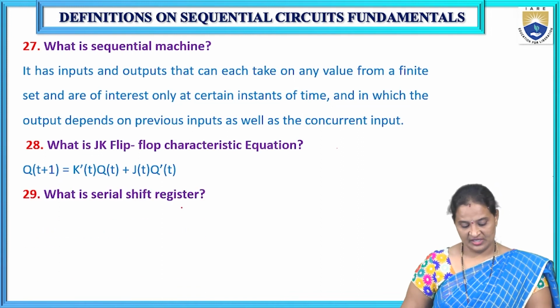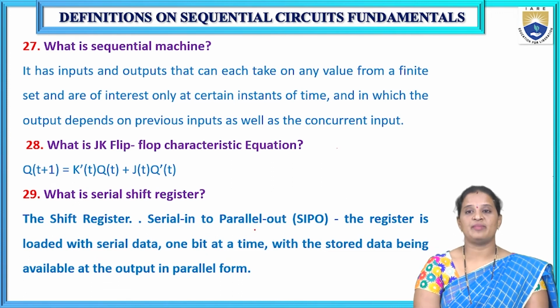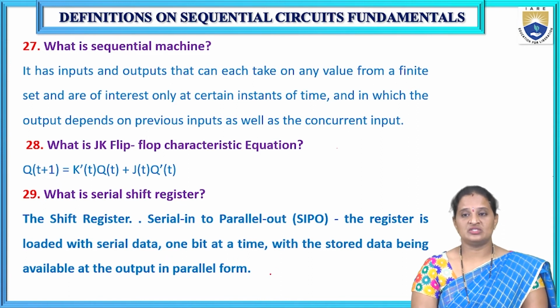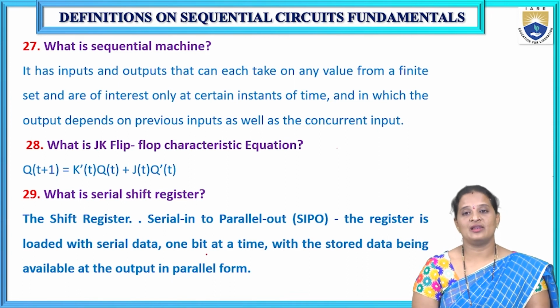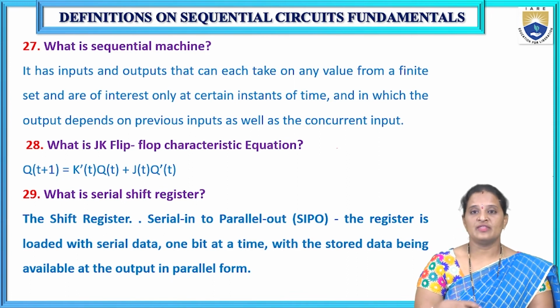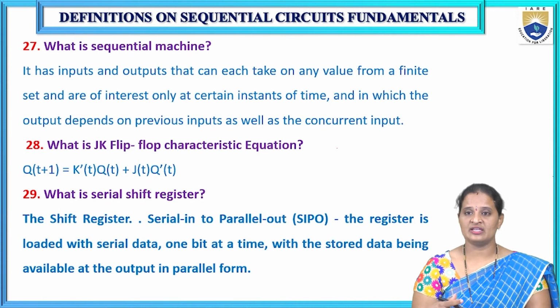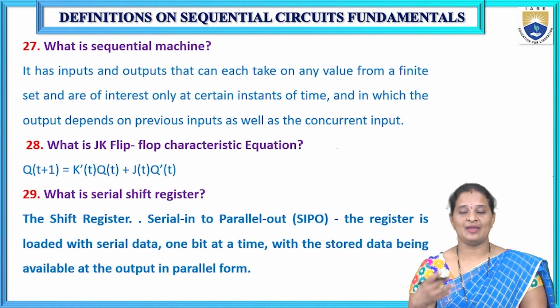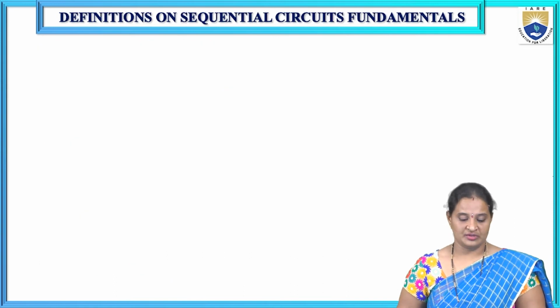Now what is a serial shift register? A register that is serial in, parallel out. The register is loaded with serial data, one bit at a time, with the stored data being available at the output in parallel. That means the data is entered into the register serially, bit by bit, whereas the data is read from the register parallelly, all the bits at a time, and hence the register is said to be a serial shift register.